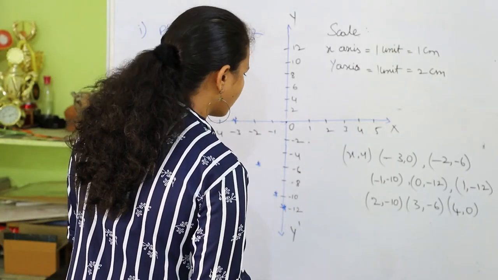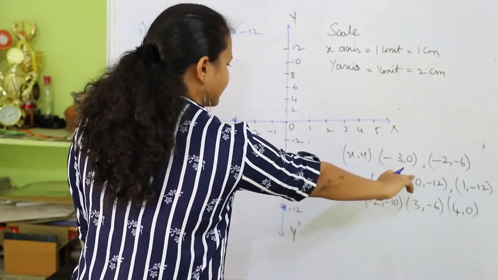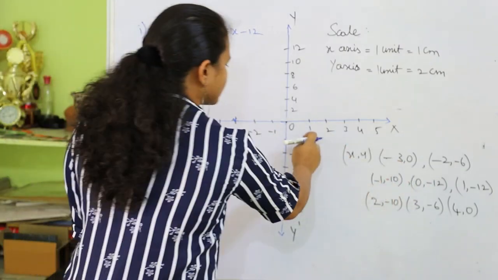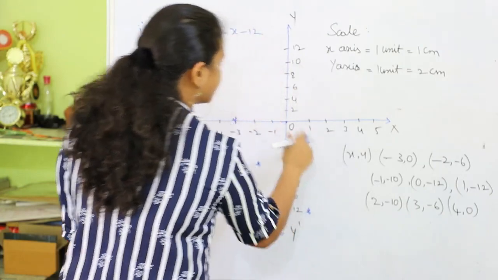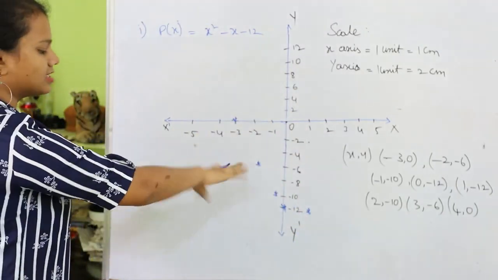We are done with 0 comma minus 12. Next, 1 comma minus 12. 1 on the x-axis, minus 12 on the y-axis. So here the point would be. These both points then meet somewhere over here.